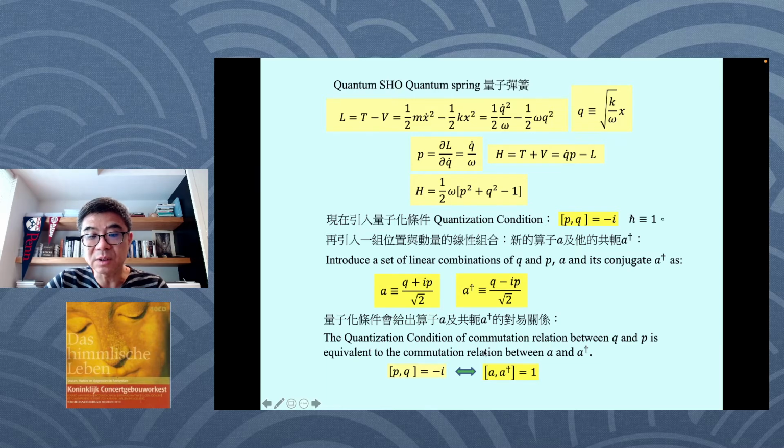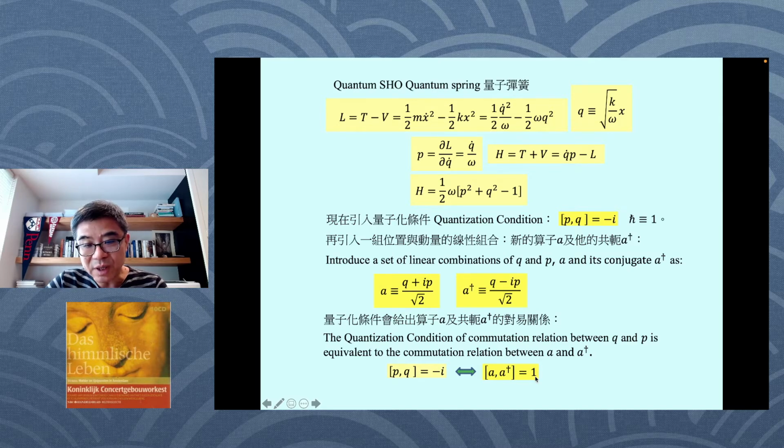Actually, the logical order can go two ways. That is, this commutation relation is equivalent to the commutation relation I gave you between A and A dagger here. You can derive from here to here, and you can also derive from the A and A dagger commutation relation to the canonical quantization condition. Anyway, the result is that the commutation relation between A and A dagger is very, very simple. The commutator of A and A dagger is just equal to 1.